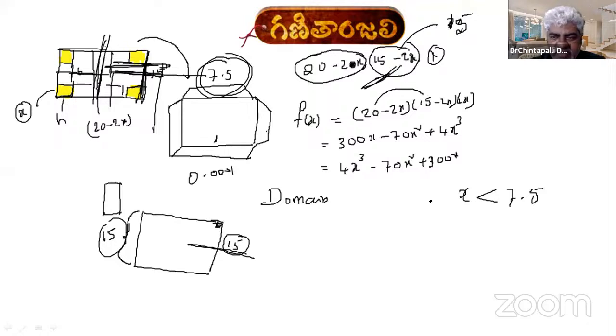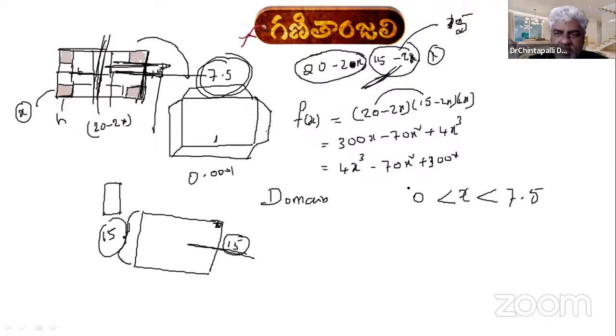So what is the domain? What are the values of x? X is greater than 0 but less than 7.5. In any function, the values of x are its domain. Domain is nothing but the values of x.